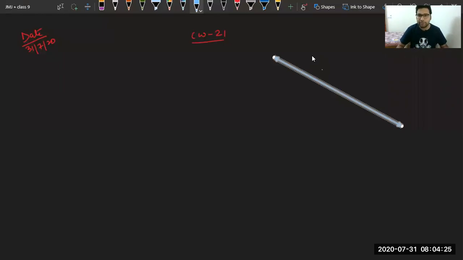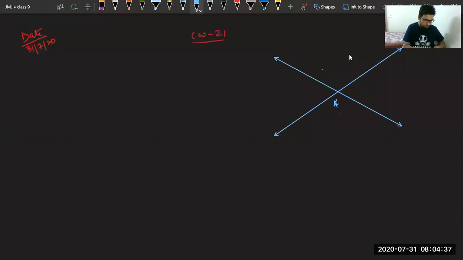So first line, and then we have second line. They both are intersecting at point A. Now let's see the diagram also in the book. Next page they have given the diagram. Above one is line L and below one is line M.